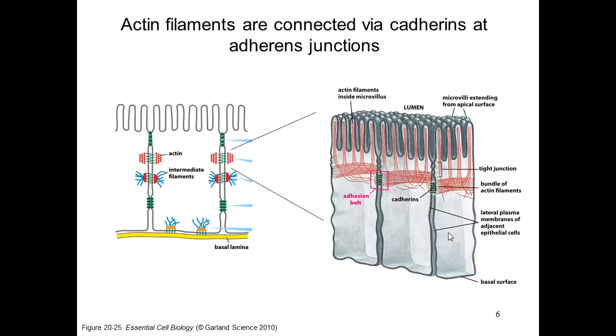So here we see an attempt at a 3D picture of this, what's called the adhesion belt, a ring of actin surrounding the top, near the apex, of the epithelial cells. These rings are connected to each other via the cadherins at the adherens junctions, and it's this belt that also gives rise to the actin bundles, which extend from this going up into the microvilli, providing them with their characteristic stiffness.